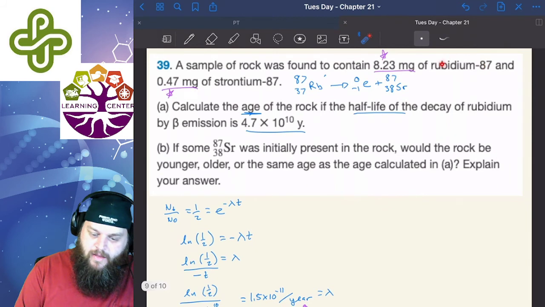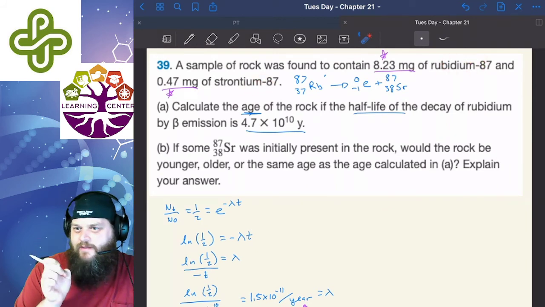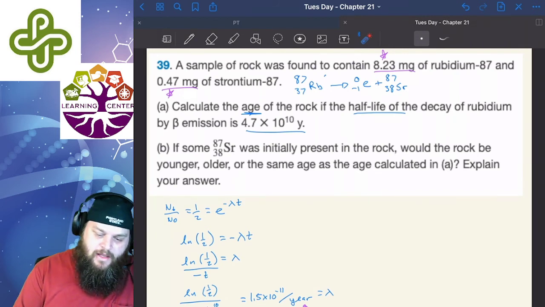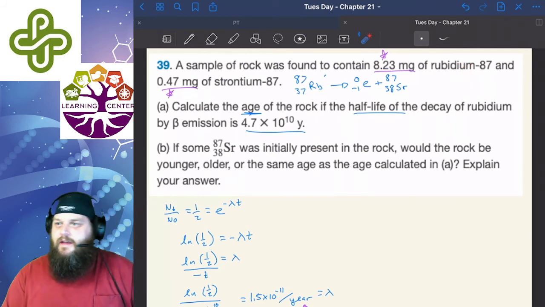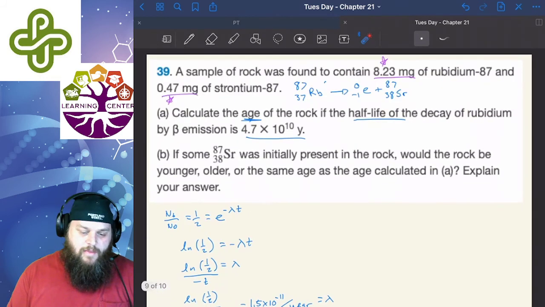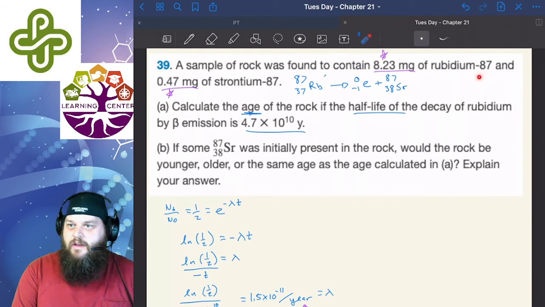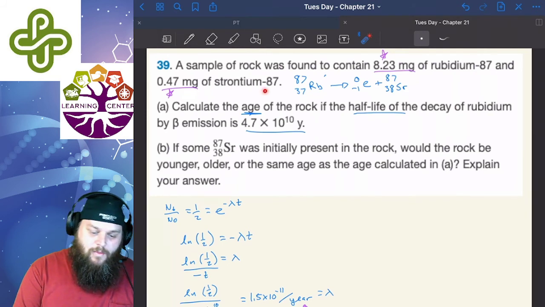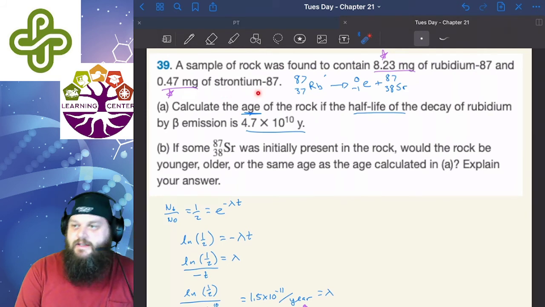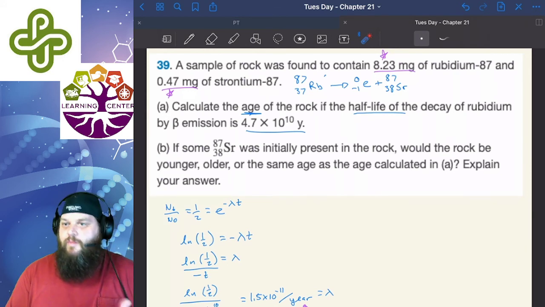Since I have rubidium-87 and strontium-87, really there's a very slight difference. There's one proton in strontium that is a neutron in rubidium, but since the difference in mass is so negligible, they essentially have the same atomic mass. If you look up the atomic mass of rubidium-87, you'll see that it's 86.909. And if you look up the atomic mass of strontium-87, it's 86.909. Those are all grams per mole.